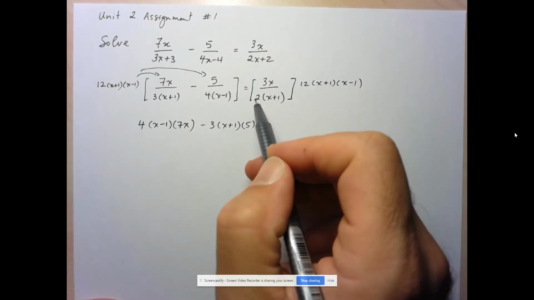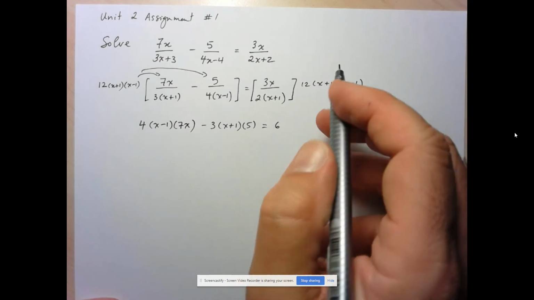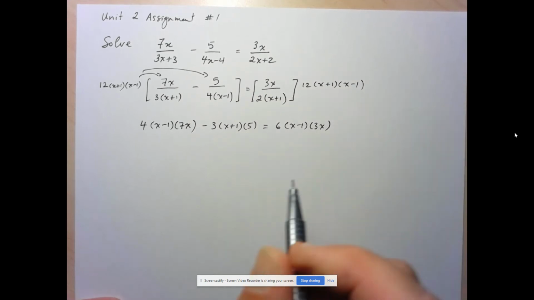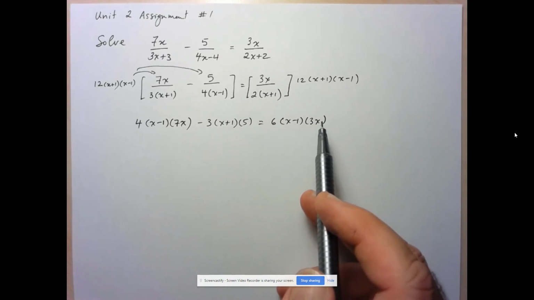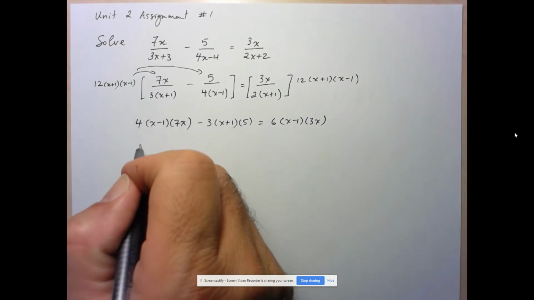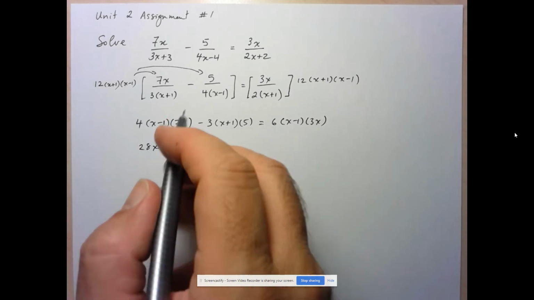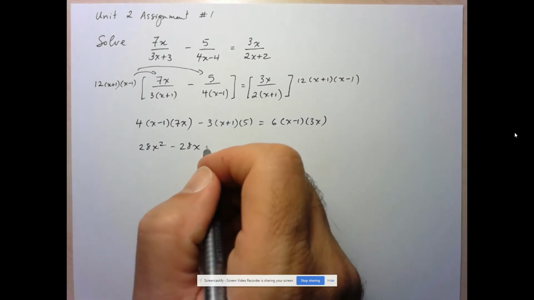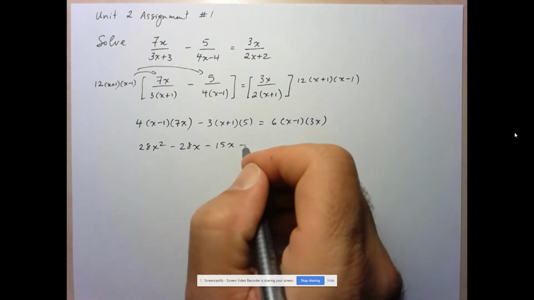So now let's do the other side of the equation. Again, the 12 and the 2 reduce to 6. The x plus 1s are going to reduce, so I'm left with the x minus 1 here, and then times 3x. And so what we've done is we've turned this rational equation into a polynomial equation. So let's see how easy it is to solve. So here I've got 4x times 7, so that's going to be 28x squared. And then I've got negative 4 times 7x, so minus 28x. Here I've got negative 3x times 5, so minus 15x. And then negative 3 times 5, minus 15.